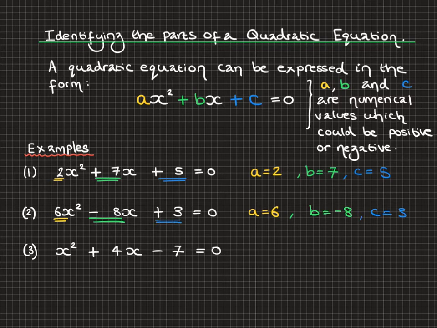Now, in the last example, some of you might be thinking, well, there isn't a value of a, but there is. We can write in a 1 here. So we have 1x squared. So in this case, a is equal to 1. b is equal to 4, and c is equal to negative 7. c is the constant term at the end of the quadratic, which does not depend on x.